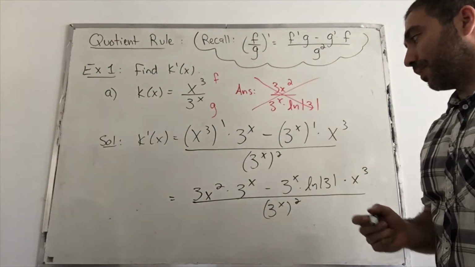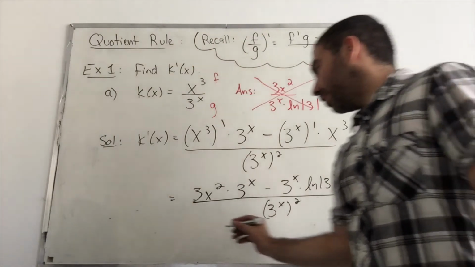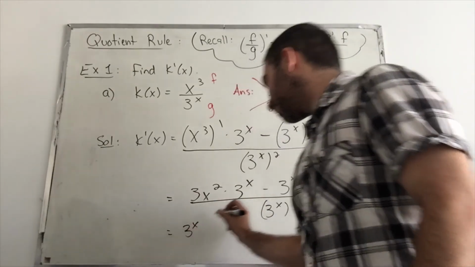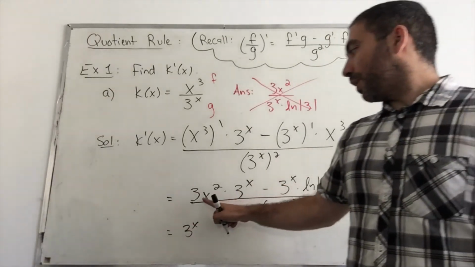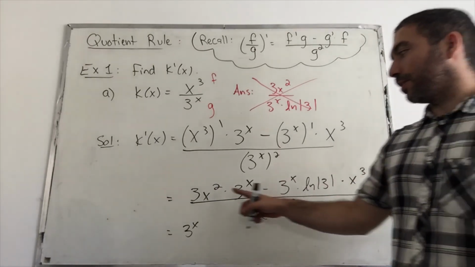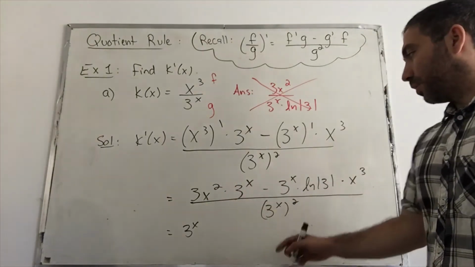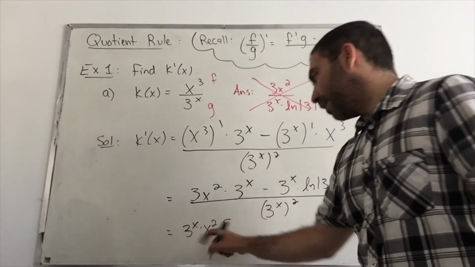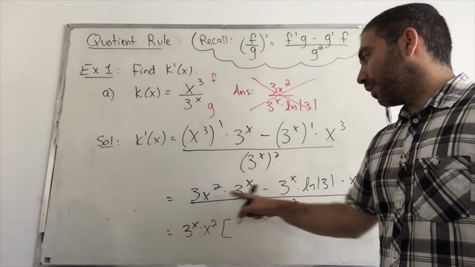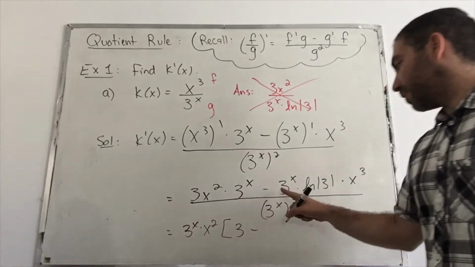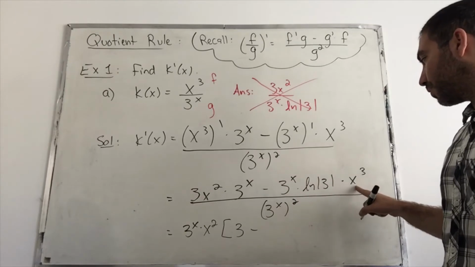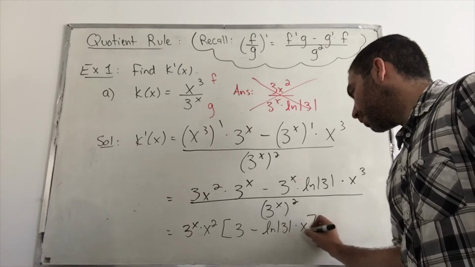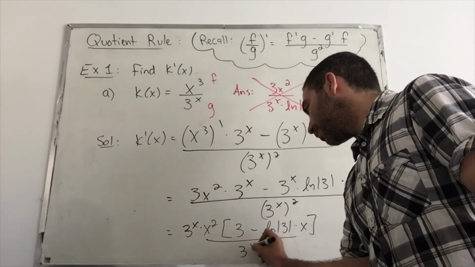But if it says also to simplify, we're going to go one step further and factor. The most we could take out here is a 3 to the x. This guy's a 3 to the x. We have an x squared here, an x cubed here, so we have to take essentially the lowest exponent. So we could take out an x squared, and that's it. So if we take out 3 to the x times x squared, we're left with just 3 here, minus the 3 to the x comes out, the x squared comes out, so we're left with 1x. We're left with ln of 3 times x. All this over 3 to the x, all that squared.